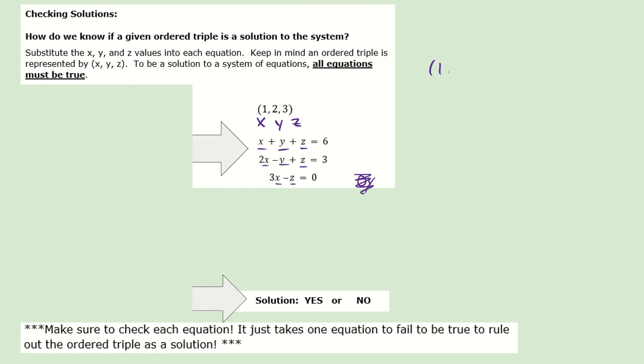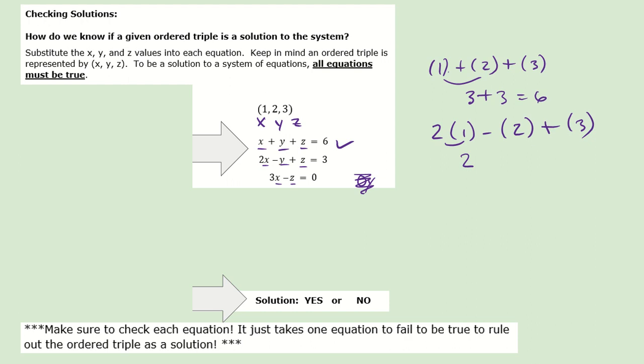So let's check real quick. So we have 1 plus 2 plus 3. So 1 plus 2 is 3. 3 plus 3 is 6. So that first one checks. And now we have 2 times 1 minus 2 plus 3. So 2 times 1 is 2, minus 2 plus 3. 2 minus 2 is 0. And 0 plus 3 is 3. So that checks as well. Let's try the last one.